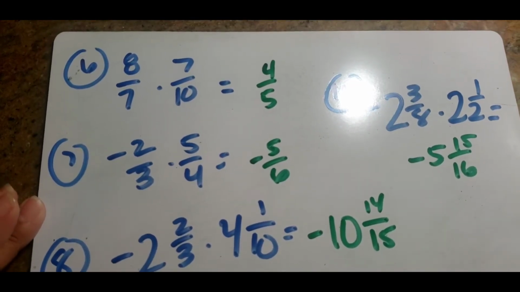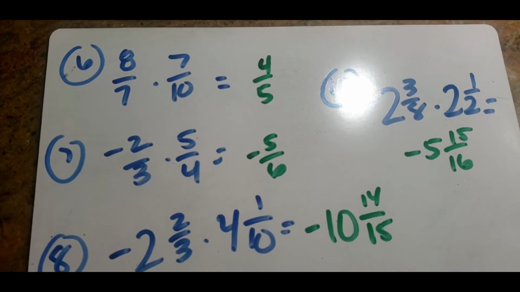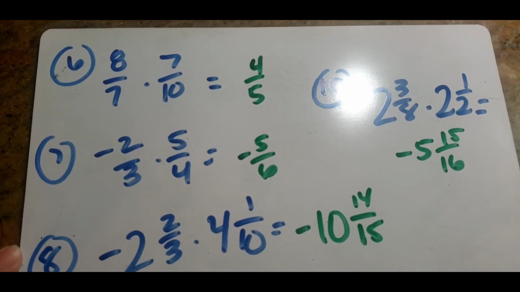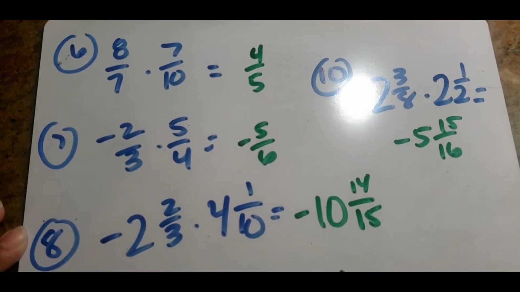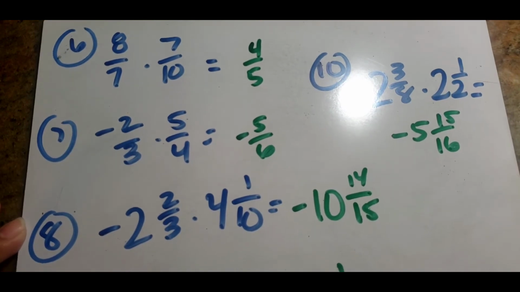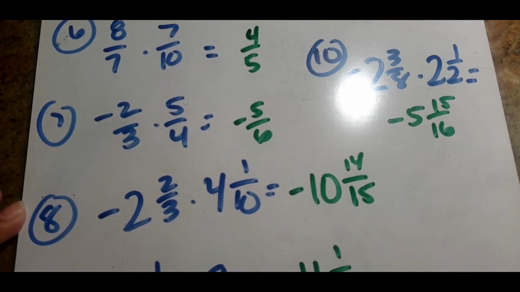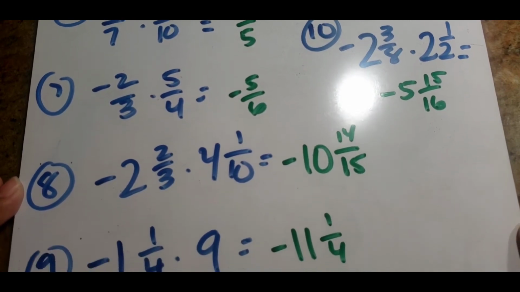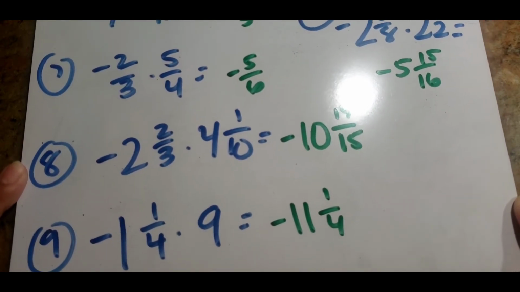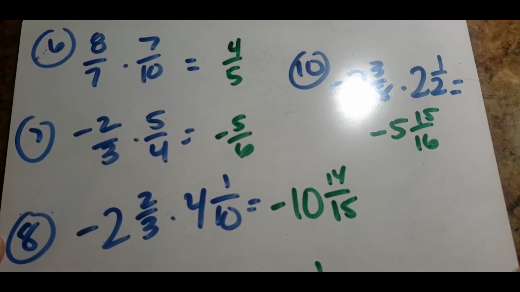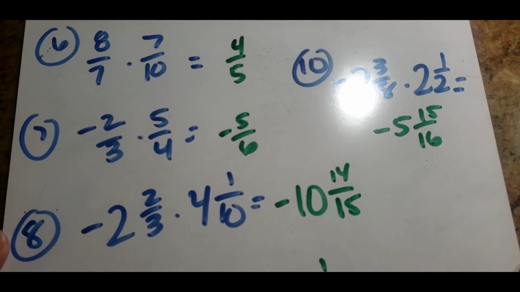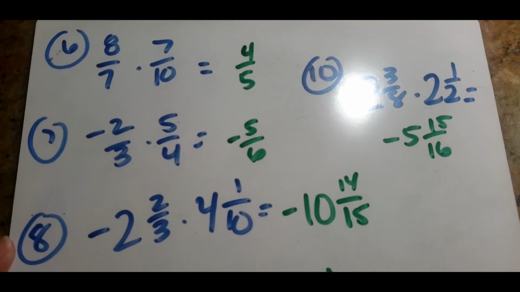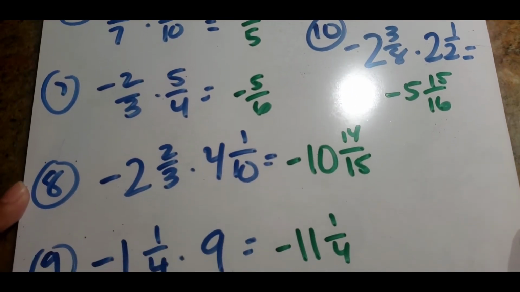All right, boys and girls, these are the solutions that you should have gotten. So hopefully you got this correct. Number 6, 4/5. Number 7, negative 5/6. Number 8, negative 10 and 14/15. Number 9, negative 11 and 1/4. And number 10, negative 5 and 15/16. Okay. All right, so now we're going to move on to dividing of fractions.